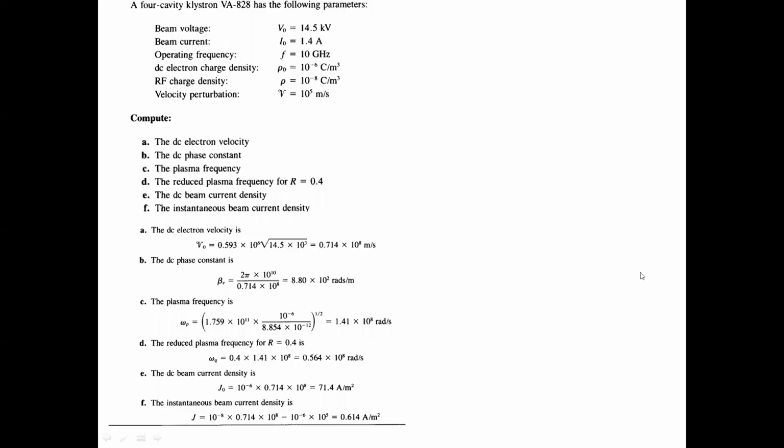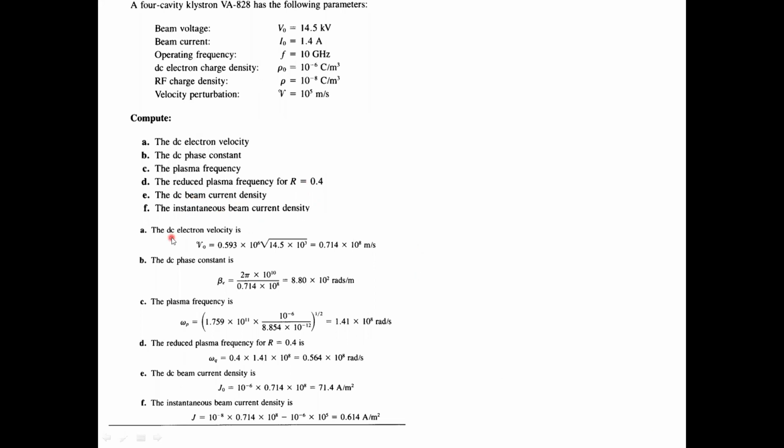Now the questionnaire given here. What is the first question? So here I am pointing. DC electron velocity is the first one. Then calculate the DC phase constant, and calculate the plasma frequency. We have a direct formula. Then the reduced plasma frequency, the DC beam current density, and the instantaneous beam current density. So these are the questionnaire problems taken from a previous paper.